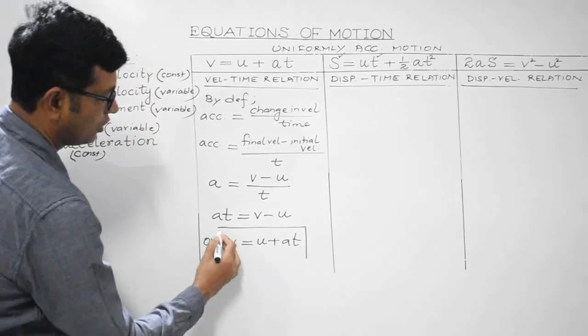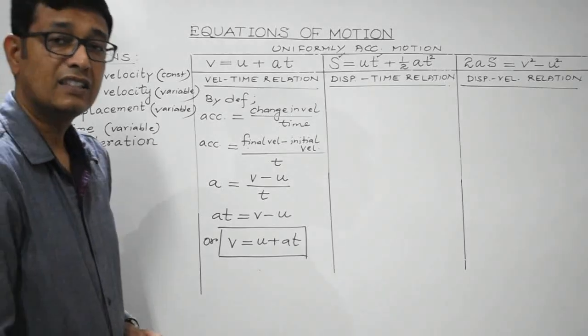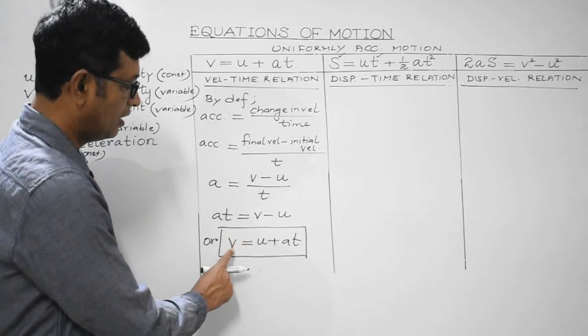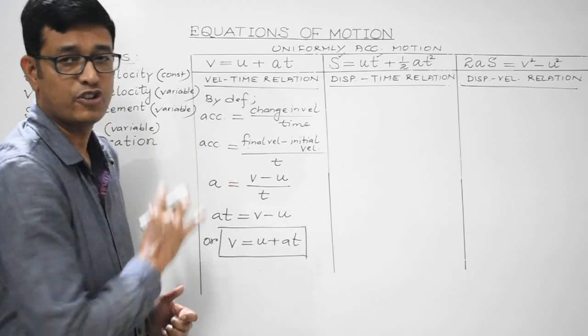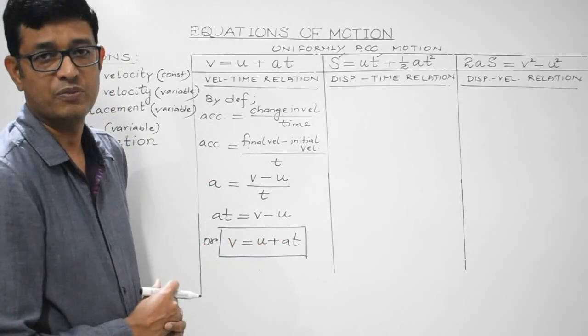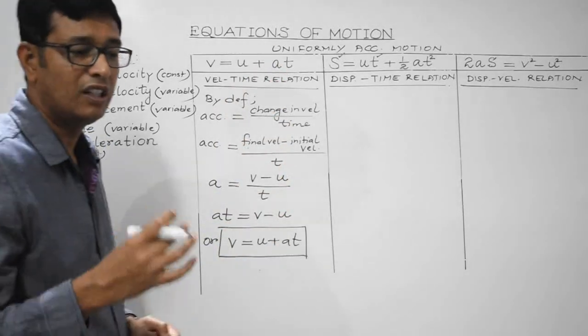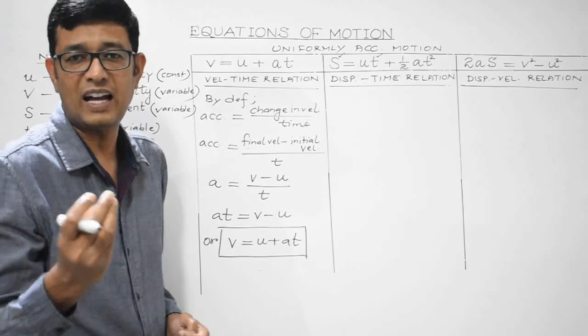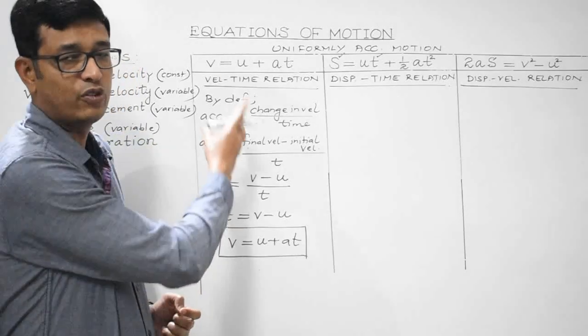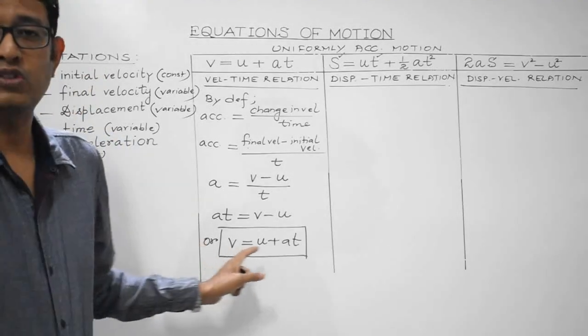This is, students, the first equation of motion. And as I have told you, it is also known as the velocity time relationship. Clear? So this is a very simple verification. Only by knowing the definition of acceleration, the first equation of motion can be easily verified. So this is the velocity time relationship.